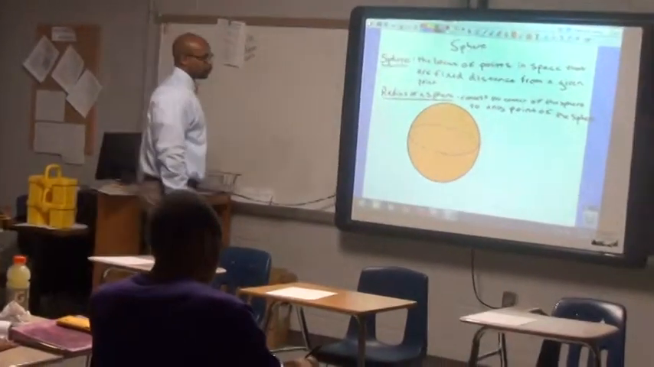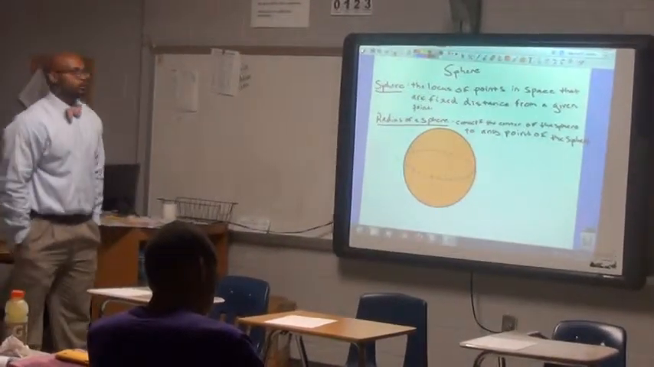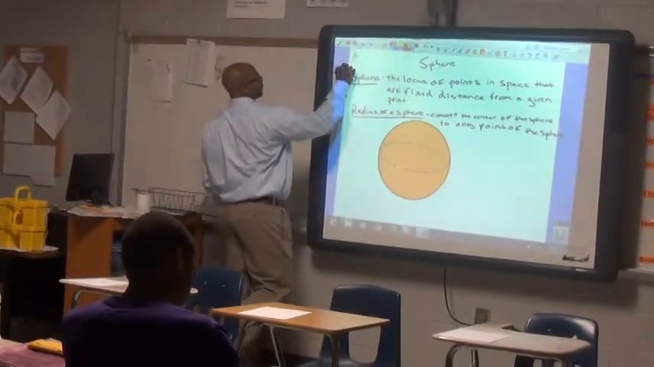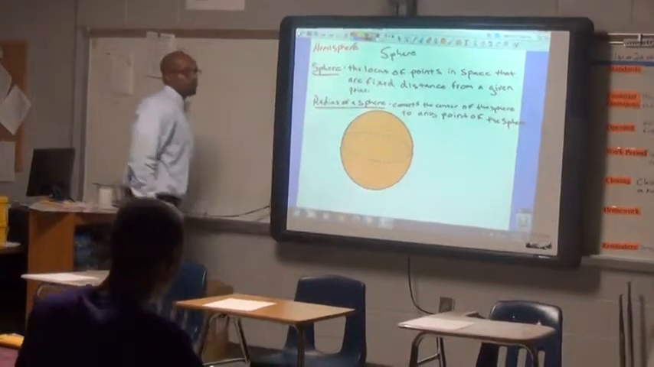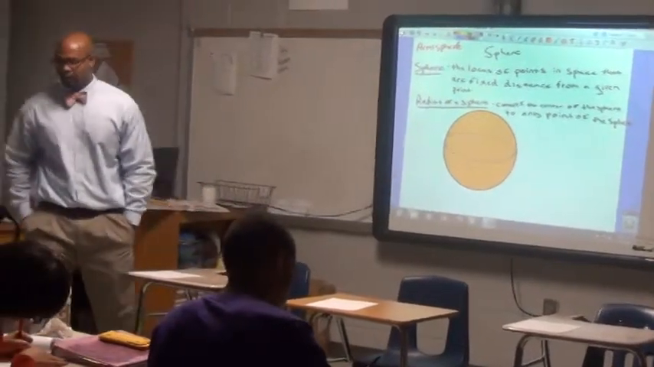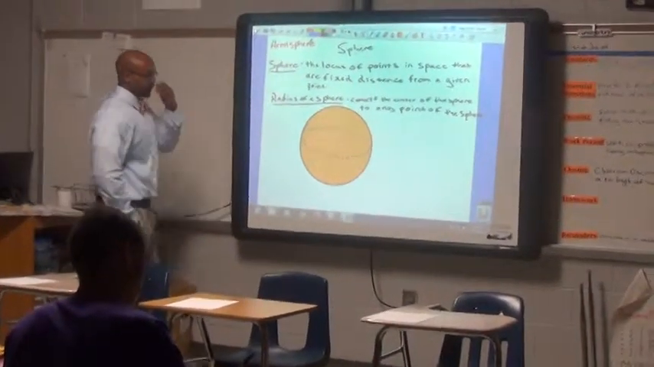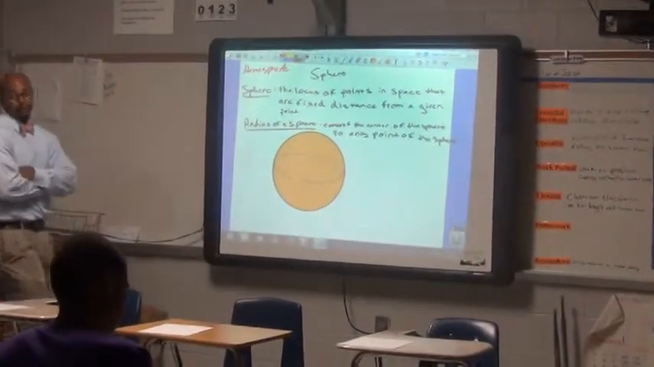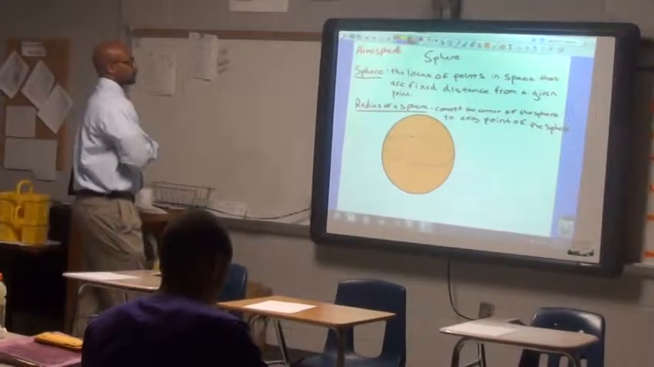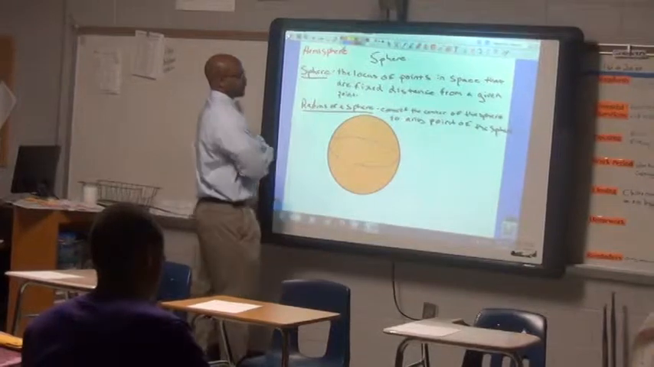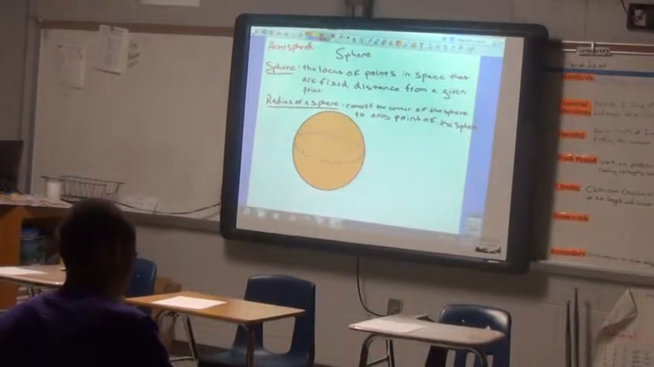All right, sphere is also the root word of what? Hemisphere. We're also going to learn how to calculate volumes of a hemisphere. The radius of a sphere connects the center of the sphere to any point of the sphere, which is the same as a circle. All right? Same as a circle.